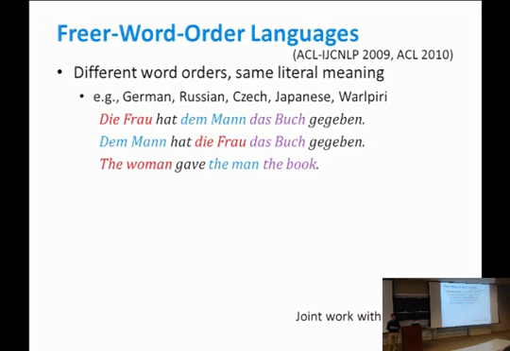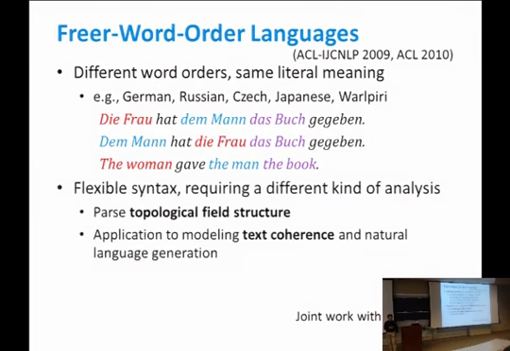What's interesting here is that despite having a more flexible syntax, we can still use syntactic knowledge to get at the semantics, but it helps to have a different kind of syntactic analysis. So rather than focusing on grammatical rules like subject and object, you can focus first on the linear order of the constituents within a clause. This is known as the topological field structure of German. My project here was on more accurately coming up with these topological parse trees, as well as applying them to modeling text coherence and natural language generation.